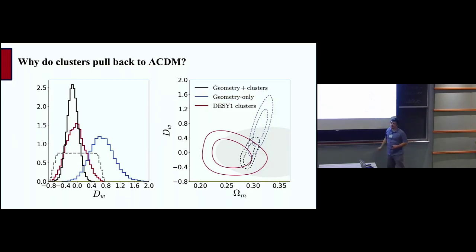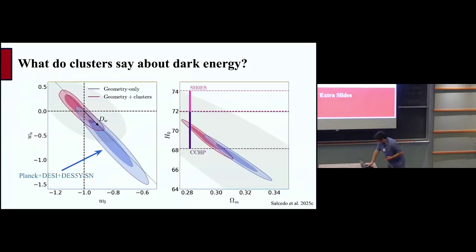What about the Hubble tension? The Hubble tension, so a lot of this is just pulling along the theta star degeneracy direction, going to lower omega m, essentially. Right? Yeah.